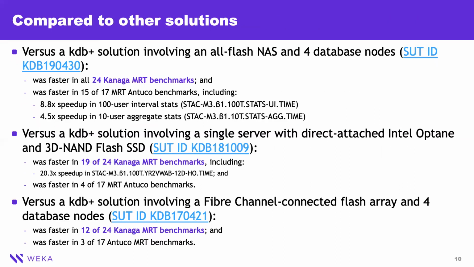So now let's look at ourselves compared to other solutions. We did a number of comparisons. First, we looked at ourselves versus an all-flash NAS. We are an all-flash scale-out NAS parallel file system, so that was comparable. You can see on all 24 Kanaga benchmarks, Weka was faster. This is a key thing to notice: we beat all 24 benchmark results.